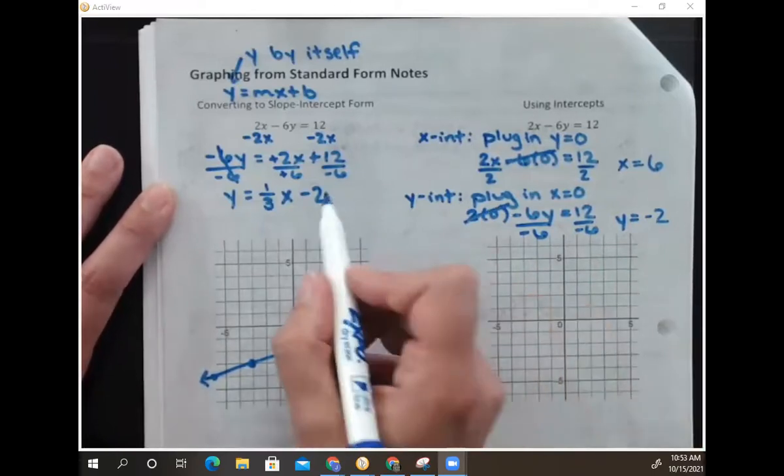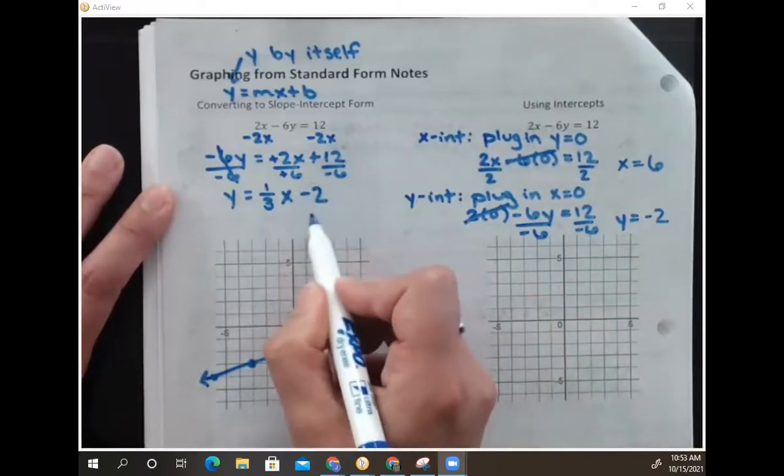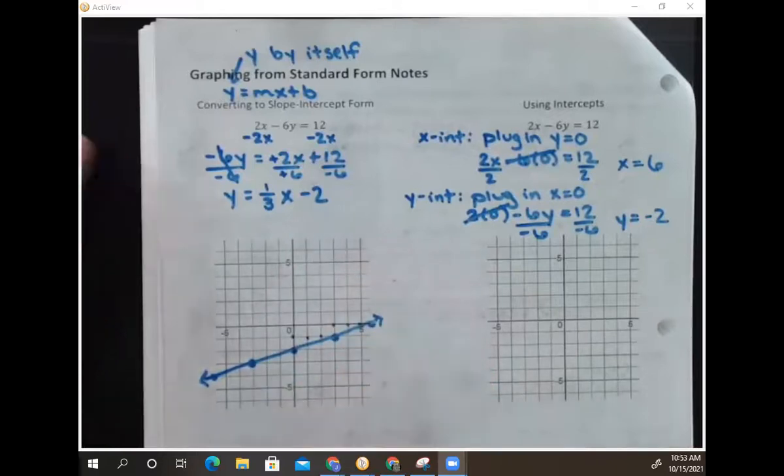I want you to notice that's the same y-intercept that we found over here. Okay, so I'm finding some of the same things. I'm just finding them in different ways.